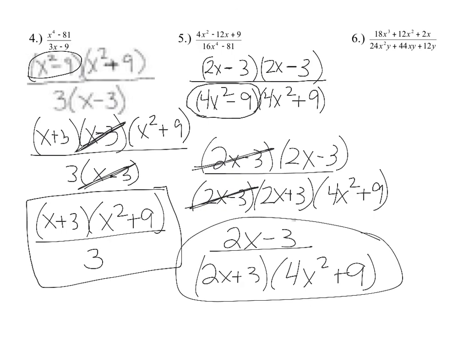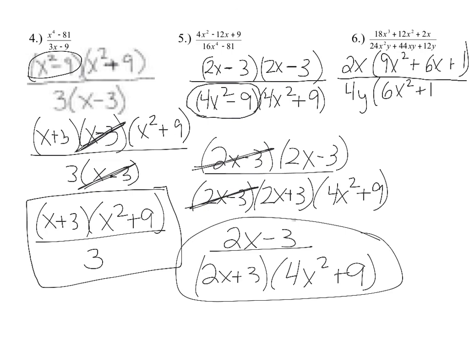This next one looks very complicated. Many people will get this one wrong because they will forget to pull out GCFs. In number 6, the top one has a GCF. The GCF is 2x, so I'm going to pull out the 2x. And when I pull out the 2x, I'm going to be left with 9x squared plus 6x plus 1. The bottom has a GCF. The GCF is 4y. When I pull out 4y, I'm going to be left with 6x squared plus 11x plus 3.